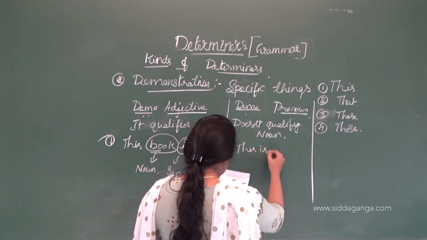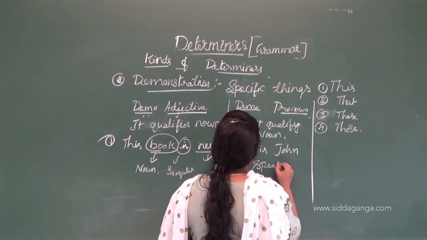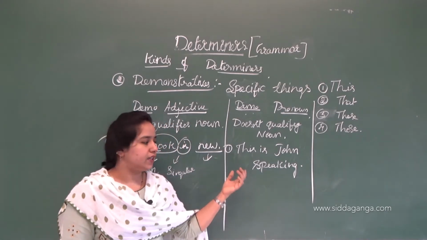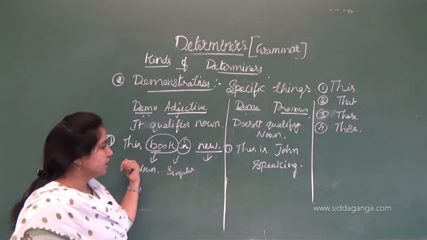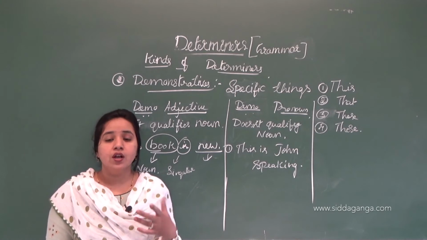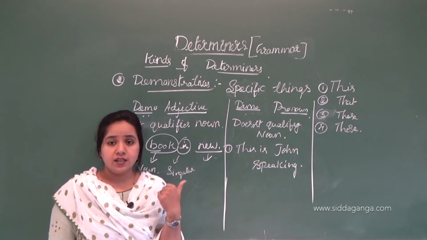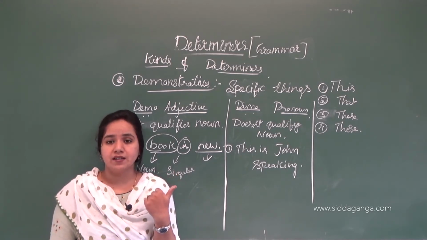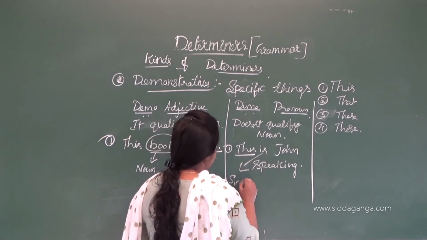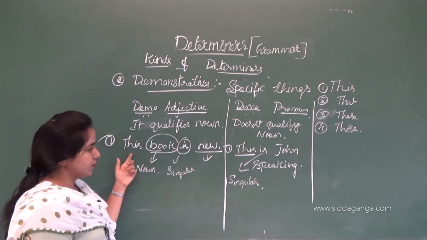This is John speaking. Here it has not qualified anything. Here also the demonstrative "this" is used. "This is John speaking." When you call someone and you are on the phone, you can say "This is John speaking." This is me saying, "This is Salma, I am speaking here." So you can use "this" here, and it is singular. You can see that "this" is used here and also used there.